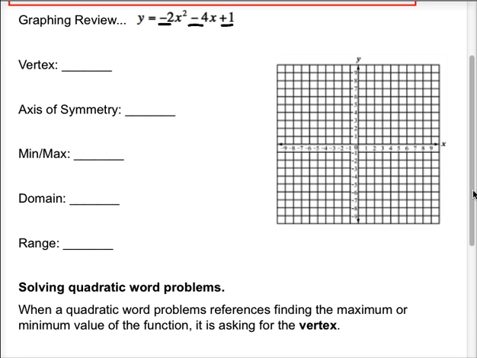So when we want to go and graph this, the vertex is -b over 2a. So the opposite of -4 is +4, and 2 times a is going to give us -4. So the x value of our vertex is -1. Now we're going to take that -1. We want the y value of our vertex, so we're going to plug it in.